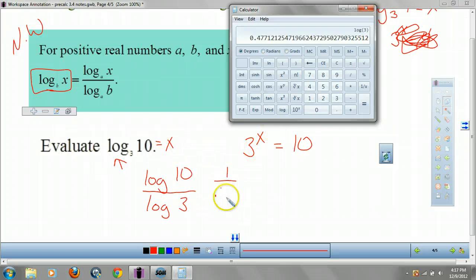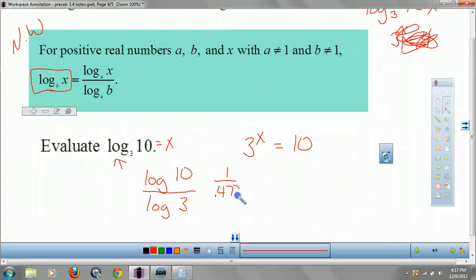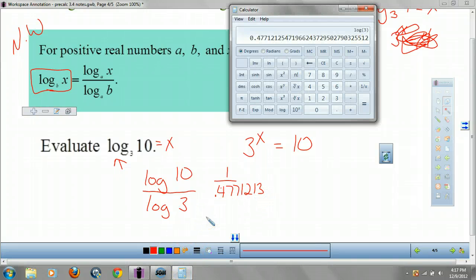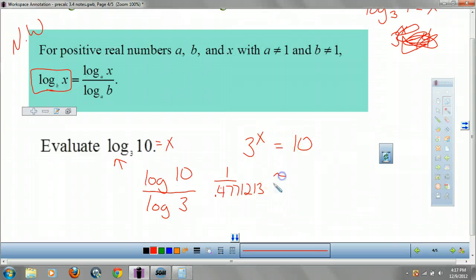0.4771212. Okay, then I divide those out. 1 divided by 0.4771213, and my answer is about 2.096. Okay, which makes sense because 3 squared is 9, and that's what log base 3 of 10 is.